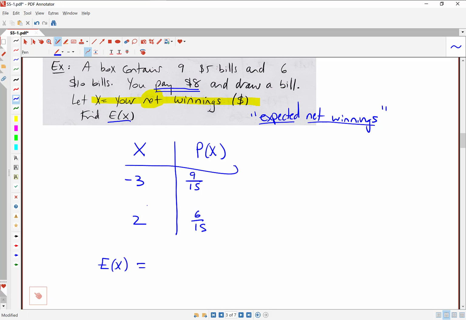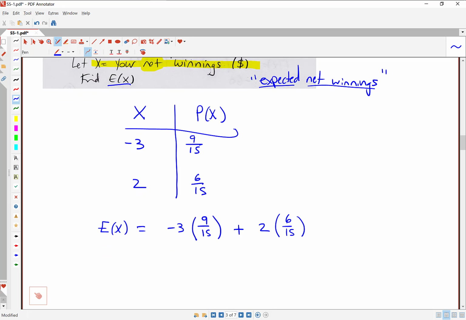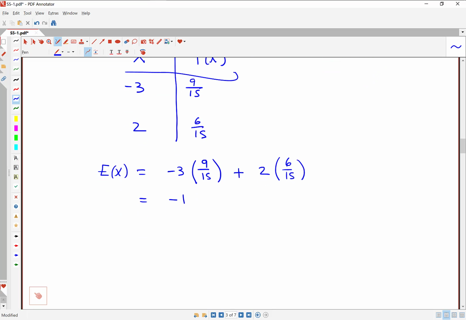So what we're supposed to do is take each of our X values and multiply by the associated probability and just add those up. So we're going to go -3 times 9 over 15 plus, and then we're going to take our next X value, 2, multiplied by its probability. And then we can type that whole thing into our calculator, and that comes out to -1. And E of X is your expected net winnings. So if we put this into words, we would say we expect to lose $1 on average.